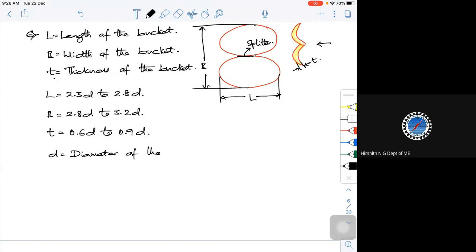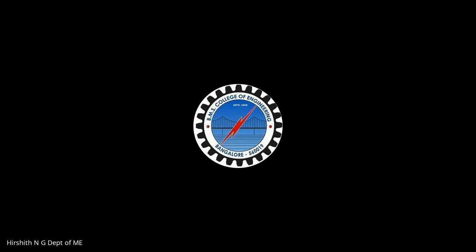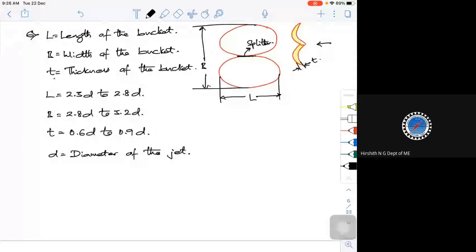You have to be very careful here. I have seen many students, instead of putting the jet diameter, put the diameter of the wheel. Then your length, breadth and thickness will get a bigger number. So be very careful. For example, you can take L as 2.5 times d, your width as 3 times d, and thickness around 0.7 or 0.75 times d. So one number you try to remember.